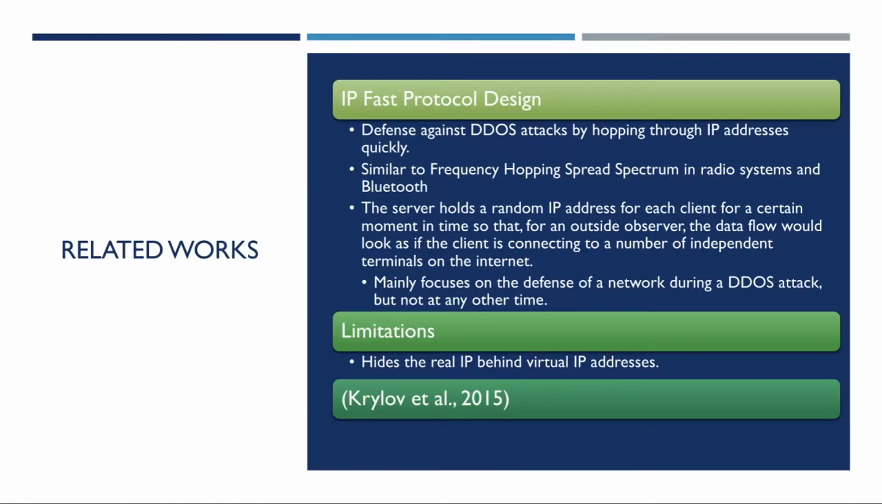This mainly focuses on defense during a DDoS attack, but it does not rotate through these IP addresses at any other time except during an attack. So it would have to detect an attack first before it starts its IP hopping. One of the limitations that I found was that it hides the real IP behind virtual IP addresses instead of actual physical IP addresses, which could easily be circumvented.